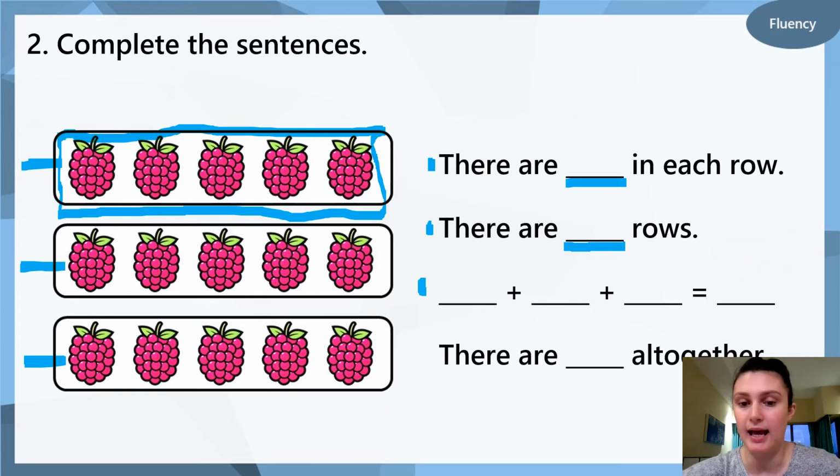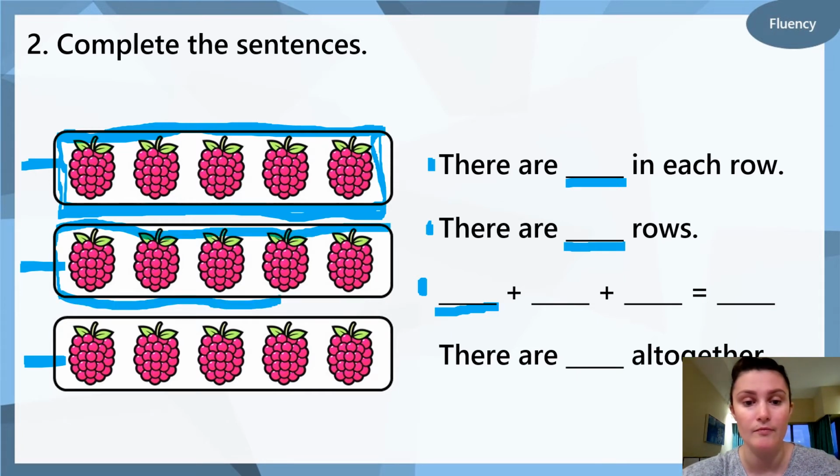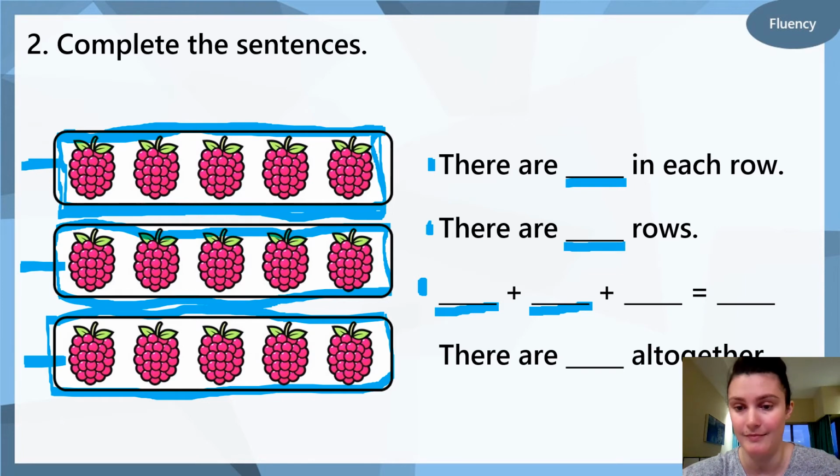Next, we need to count how many there are all together. So how many in the first row? Count how many are here and write the number on the first line. Then we count how many are in the second row and we write it on the second line. And then we count how many are in the third row and we write it on the third line.